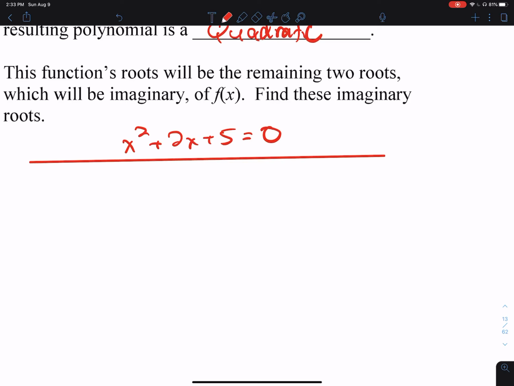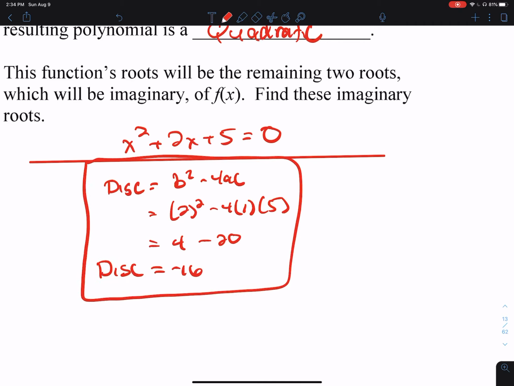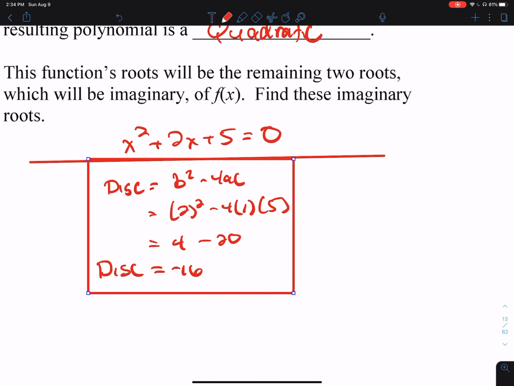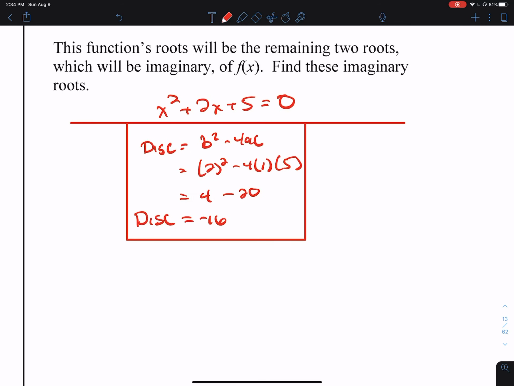And when I use the quadratic formula, I always find the discriminant first. Discriminant's b squared minus 4ac. B is 2. A is the lead coefficient, and C is the constant. So that's 4 minus 20, that's negative 16. This confirms what we suspected, which was we're going to get 2 imaginary roots for this, because the discriminant's negative. That means we're going to get imaginary answers. So to find those answers, we use the quadratic formula.